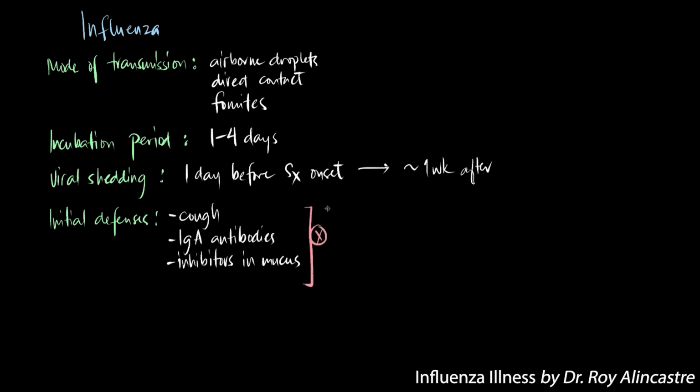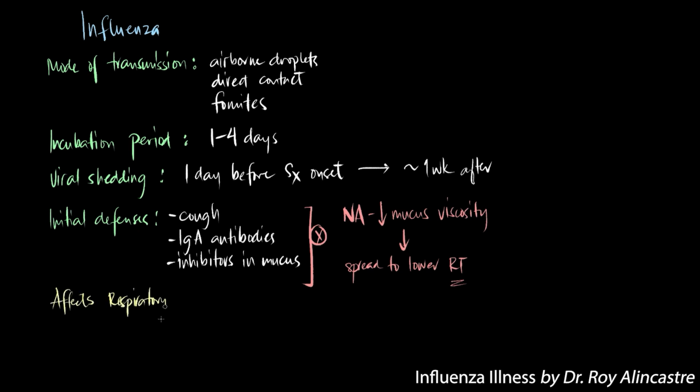The neuraminidase proteins are also able to lessen the viscosity of the mucous film in the respiratory tract. So this allows the sialic acid receptors to be readily available for viral hemagglutinin proteins to attach to. And this also allows virus containing fluid to spread to the lower portions of the respiratory tract. By the way, it only usually affects the respiratory tract.